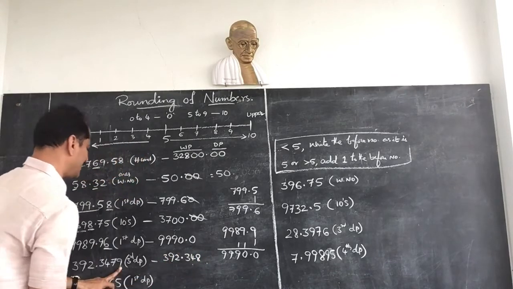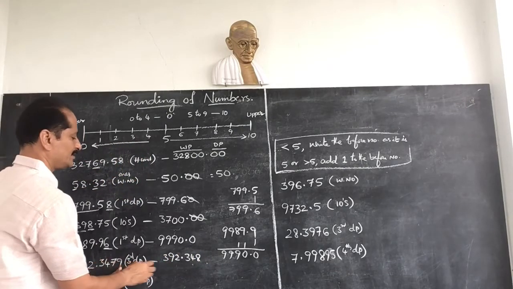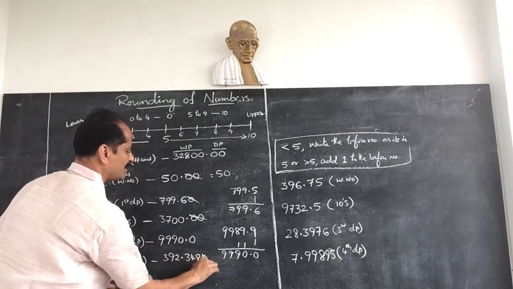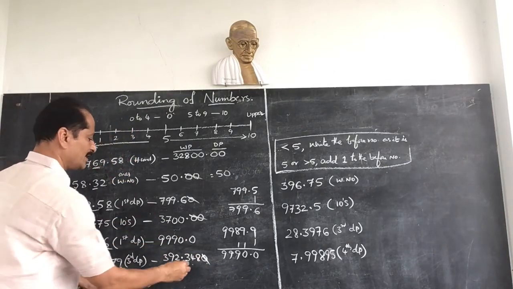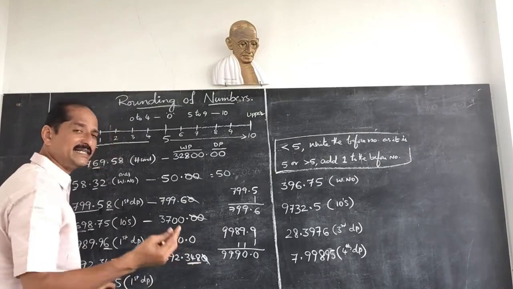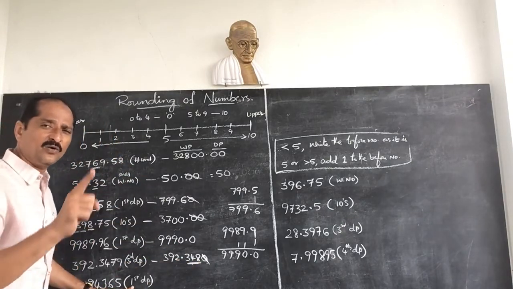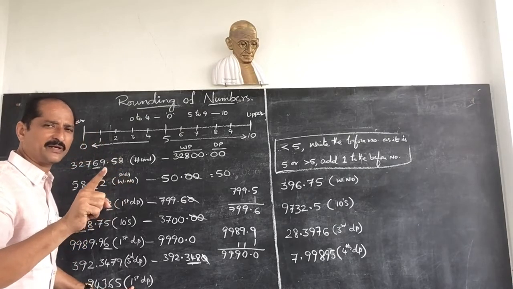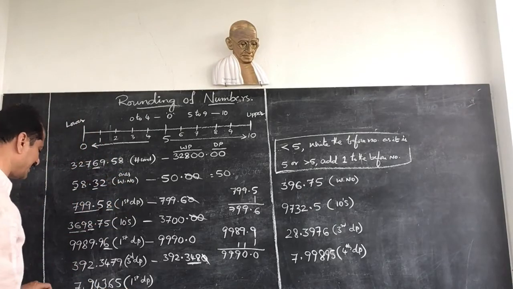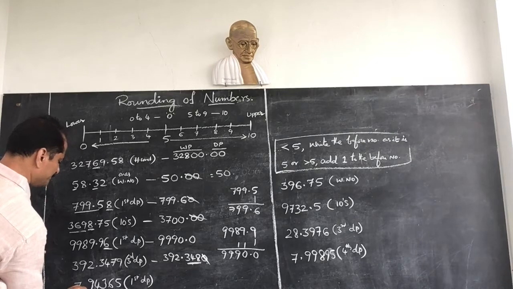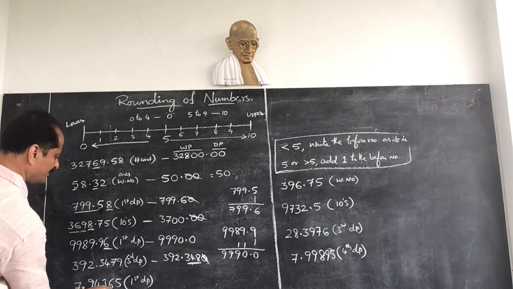392.348. And place zeros. How many zeros? One zero in place. Zero placing or not placing, also in decimal place, no. So three decimals, third decimal, only three decimals should be there. So 392. First decimal place means only one decimal should be there in the decimal part. Look at how many digits are here: 1, 2, 3, 4, 5 digits.